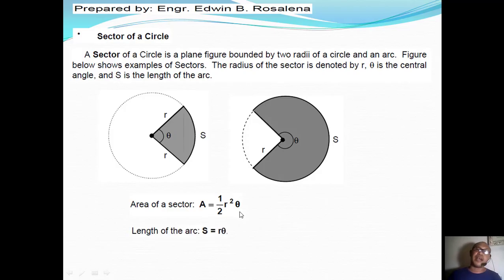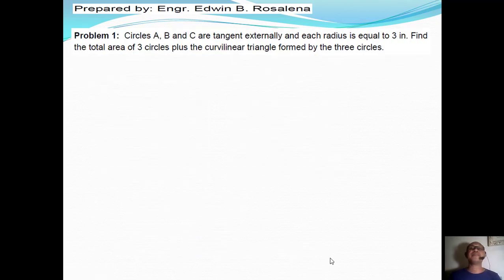And the length of the arc S is equal to r theta. So we will apply now. By the way, in the above formulas, the angle theta is in radian unit. So, problem number 1.